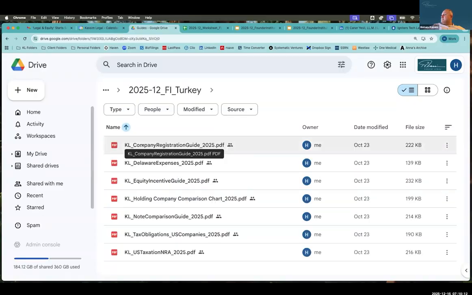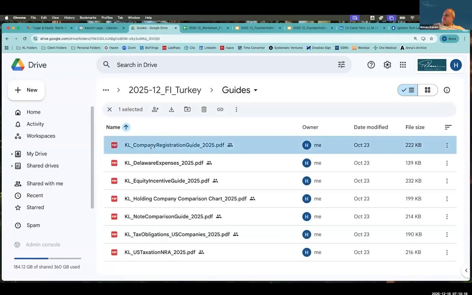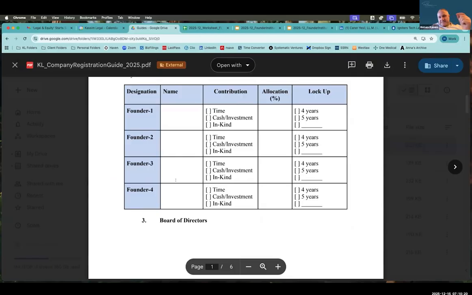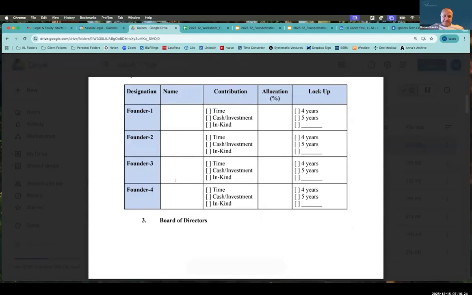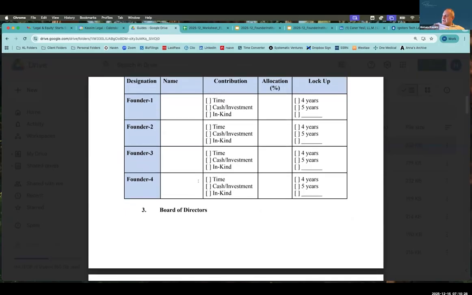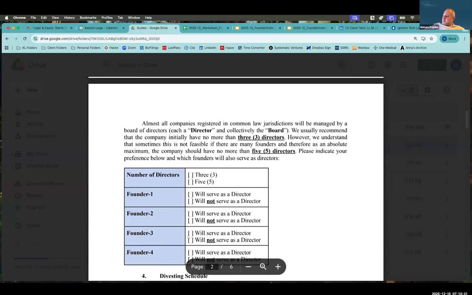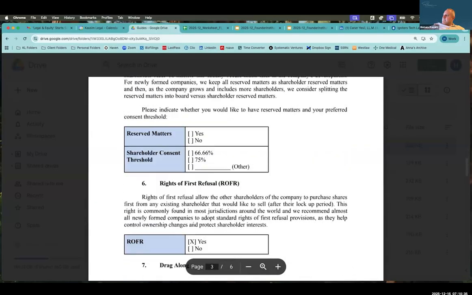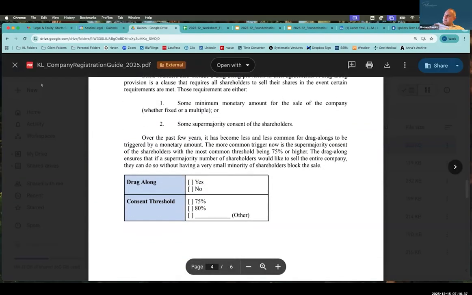And I also dropped in a bunch of guides for you guys. This one is a guide for founders to fill out. Think of it as your prenup. What is each founder doing? Who should sit on the board? What are the vesting schedules? What are the reserved matters? So you could look at that.